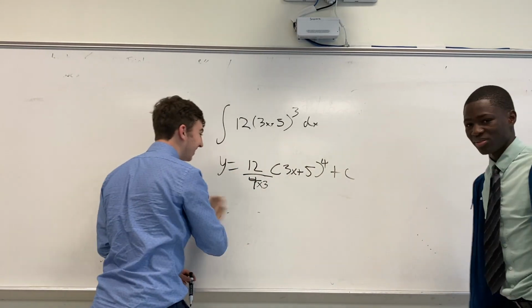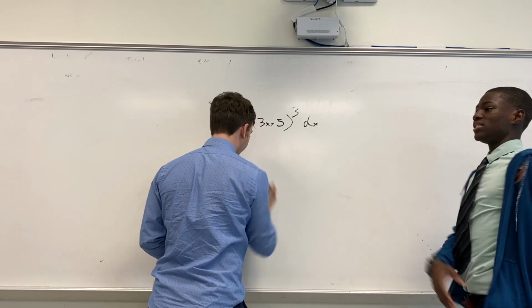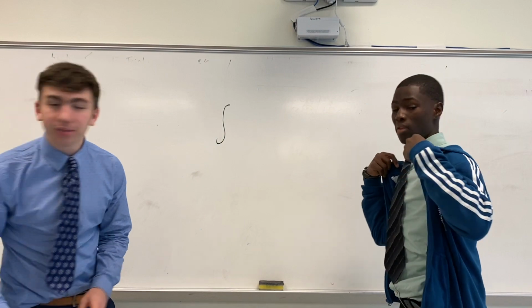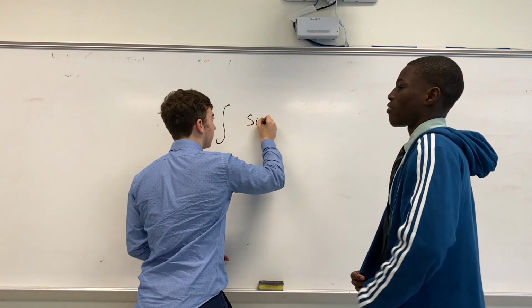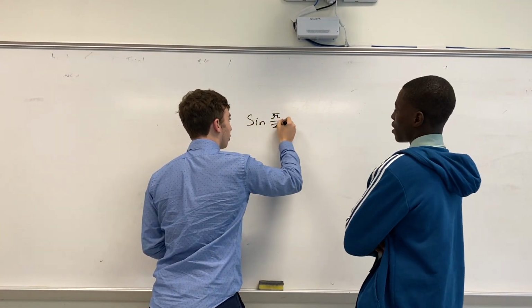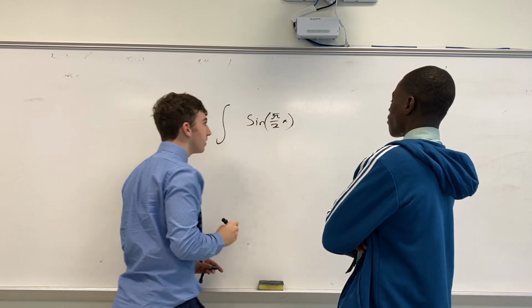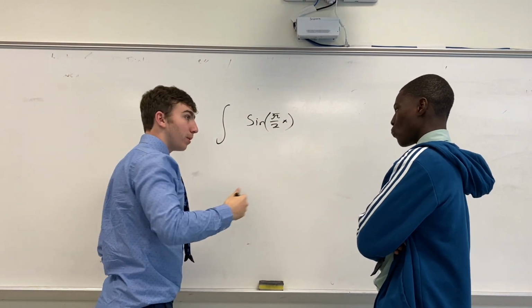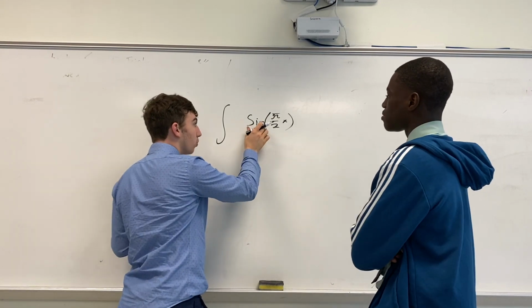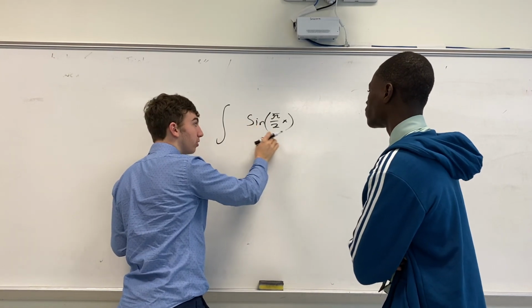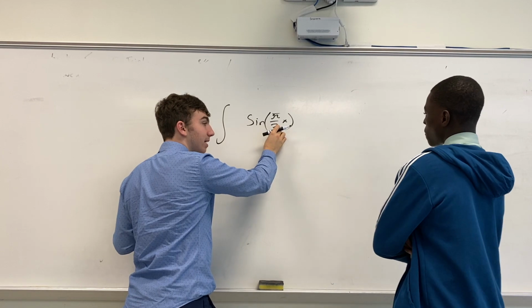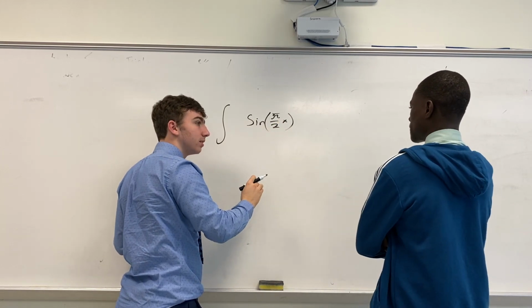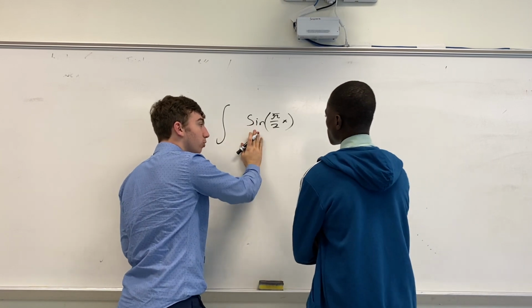So what we're going to do next is the integral of sine of pi divided by 2 x. This is the exact same thing as the chain rule, but we're just going to do the opposite. So we take the integral of the outside, then we divide by the differential of the inside. Do you know what the integral of sine is?